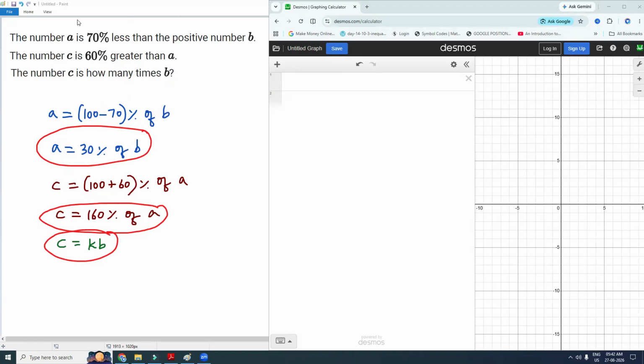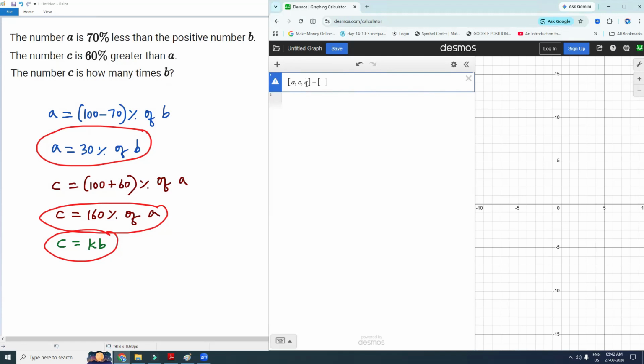Now we have to take these three equations in Desmos to find the value of K, which gives the answer for this question, that is C is how many times of B. In Desmos, we have to open the square bracket. Inside the square bracket, we consider the quantities on the left side of all three equations separated by commas. We have A on the left side of the first equation, comma, C on the left side of the second equation, comma, C again on the left side of the third equation. Now close the square bracket, take tilde, open the square bracket.